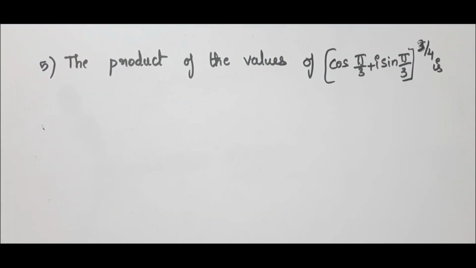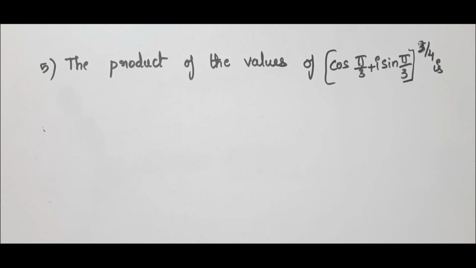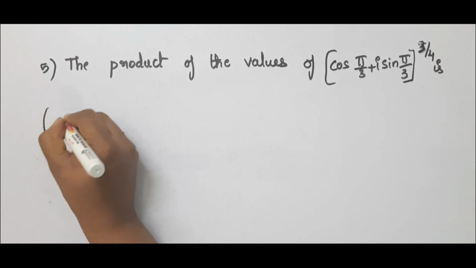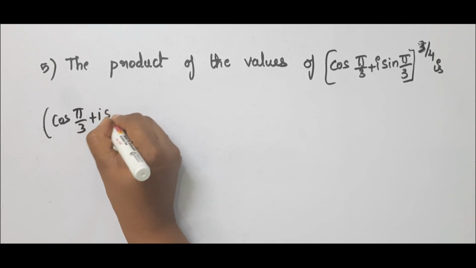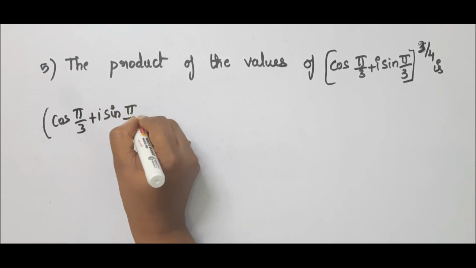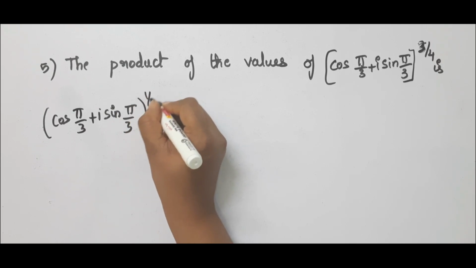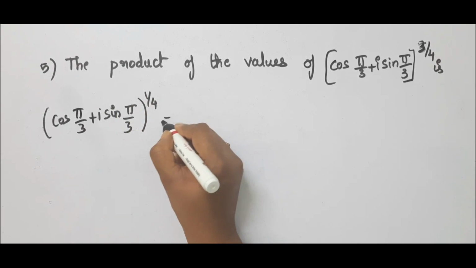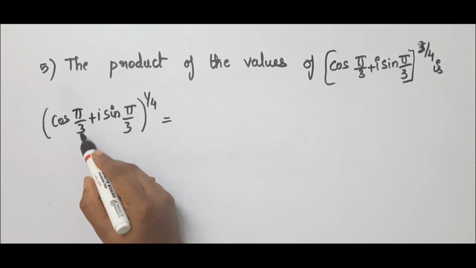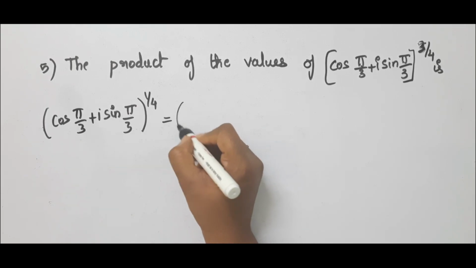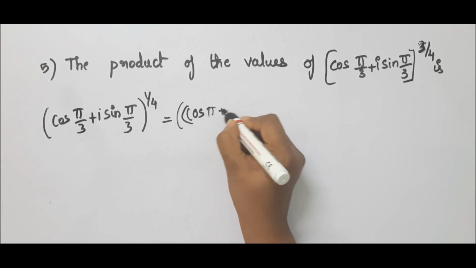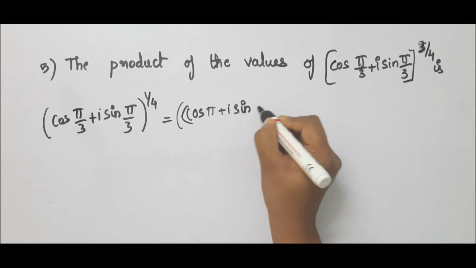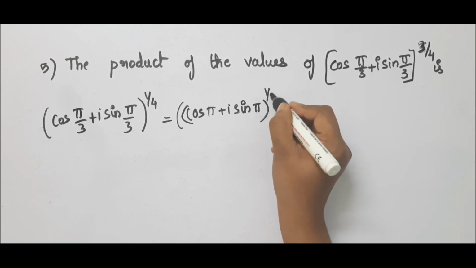The product of the values of (cos pi by 3 plus i sin pi by 3) whole power 3 by 4 is. So they have given cos pi by 3 plus i sin pi by 3 whole power 1 by 4. Now apply De Moivre's theorem, taking in place of n as 1 by 3. So this can be written as cos pi plus i sin pi whole power 1 by 3.